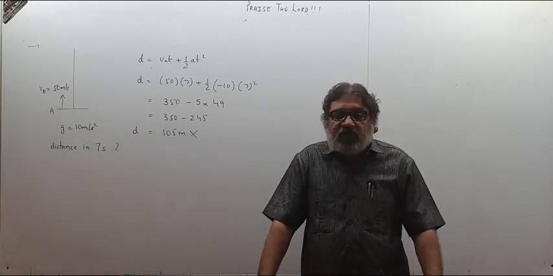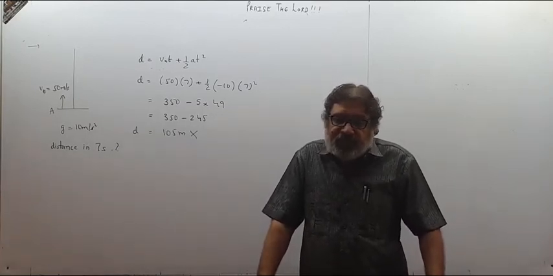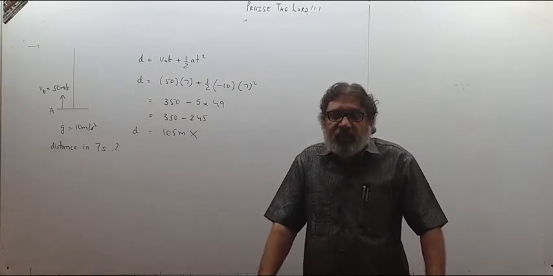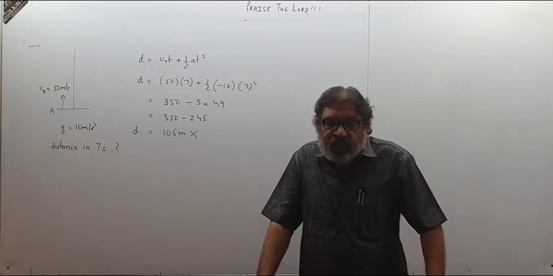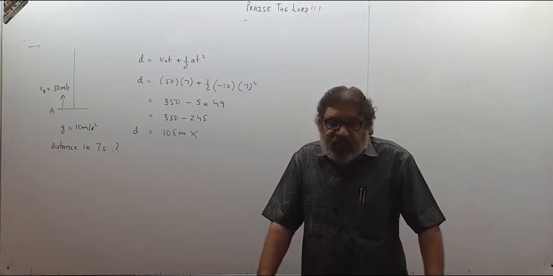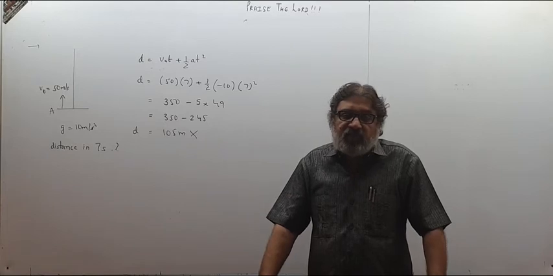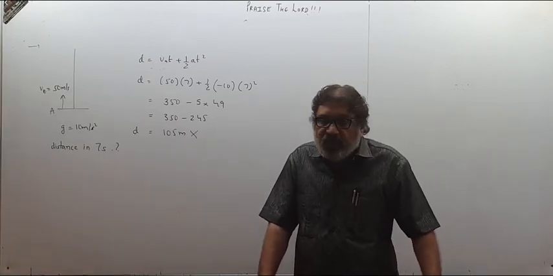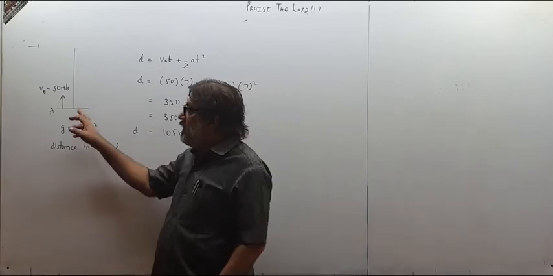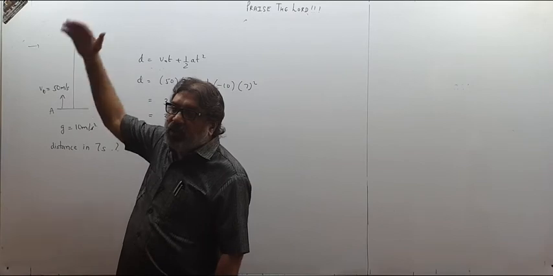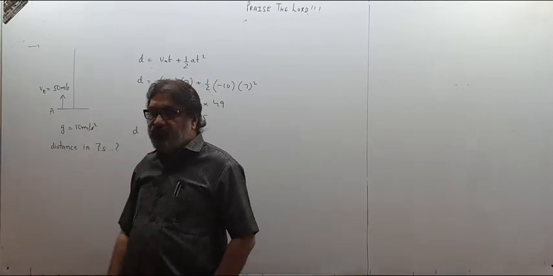I told you when I was teaching you, when can distance and displacement be equal? When we talked in the second video about distance and displacement, I told you: if a body moves in one dimension and does not change direction, it does not turn back. If it turns back, then distance and displacement will not be the same. So we have to check whether the body is going up and then coming back, or it is still going upwards in the time of 7 seconds.